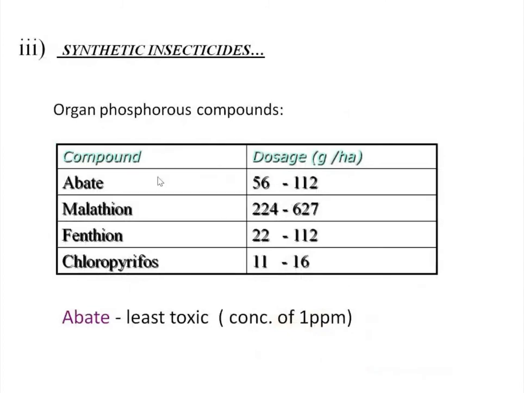The next insecticide is synthetic insecticides. Synthetic insecticides are nothing but the usage of organophosphorus compounds. Examples under this are abate, malathion, fenthion, or chlorpyrifos. Among these, we commonly use abate and malathion. These are the organophosphorus compounds which are also widely used for killing the larvae.